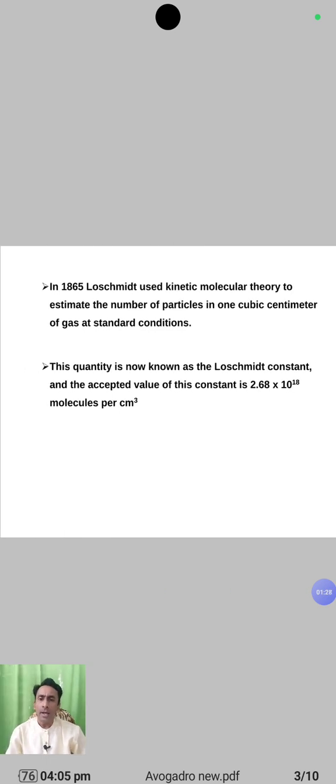In 1865, Loschmidt used kinetic molecular theory to estimate the number of particles in 1 cubic centimeter of gas at standard conditions. This quantity is now known as the Loschmidt constant, and the accepted value of this constant is 2.68 into 10 raised to 19 molecules per cm cube.